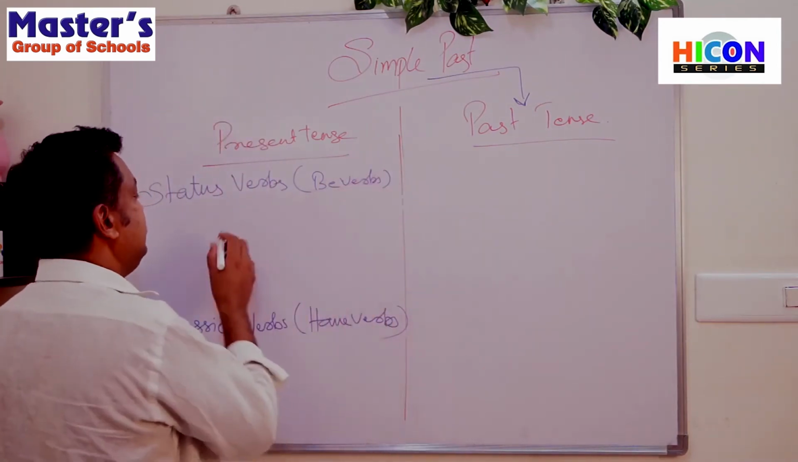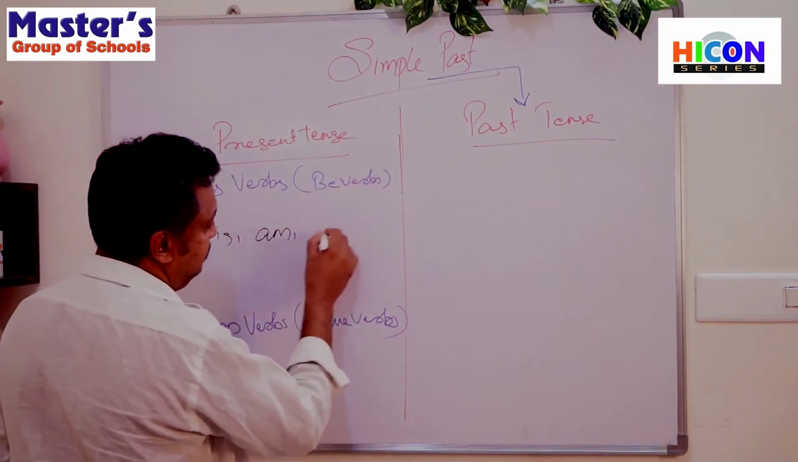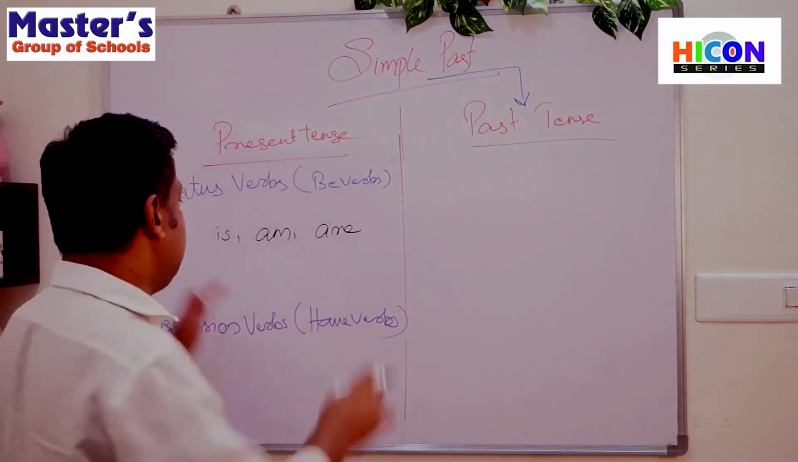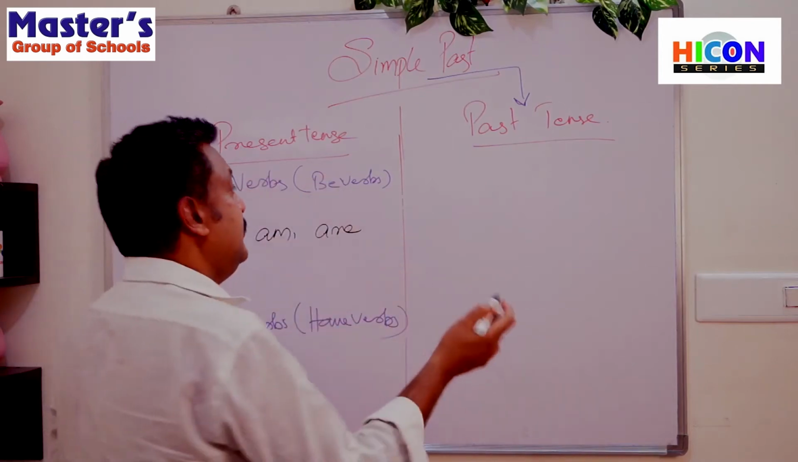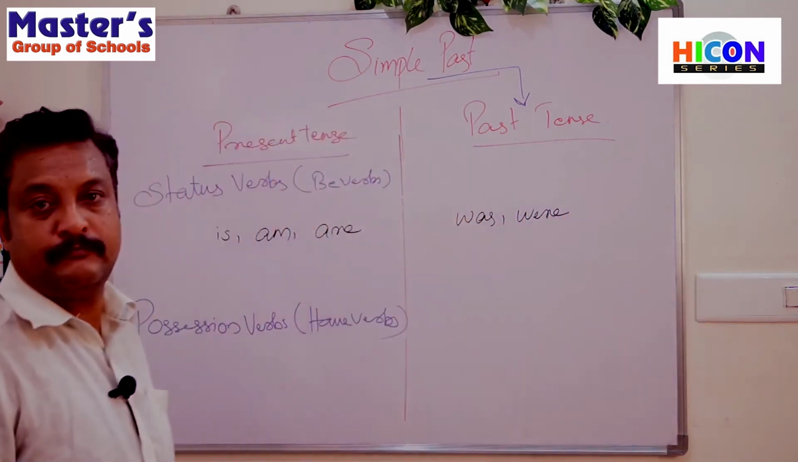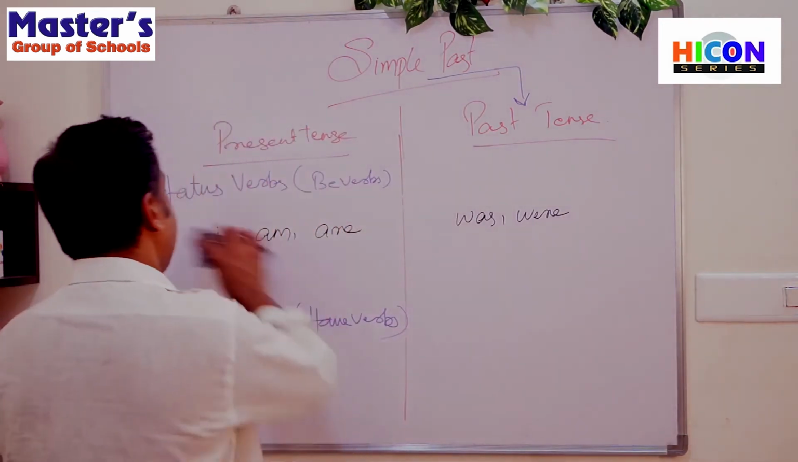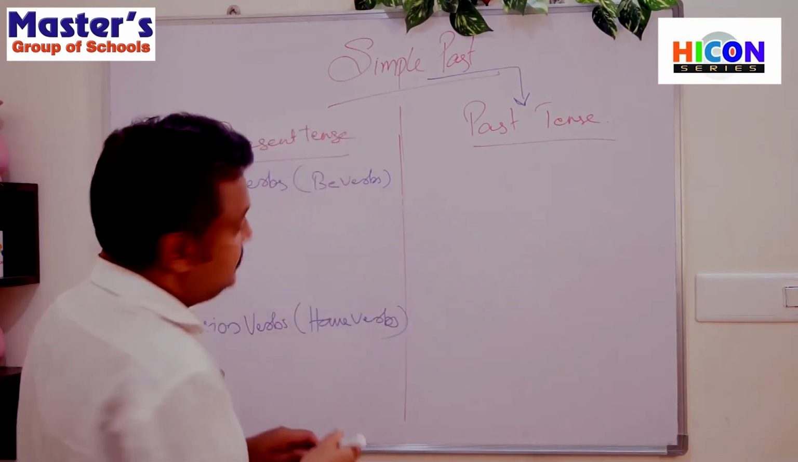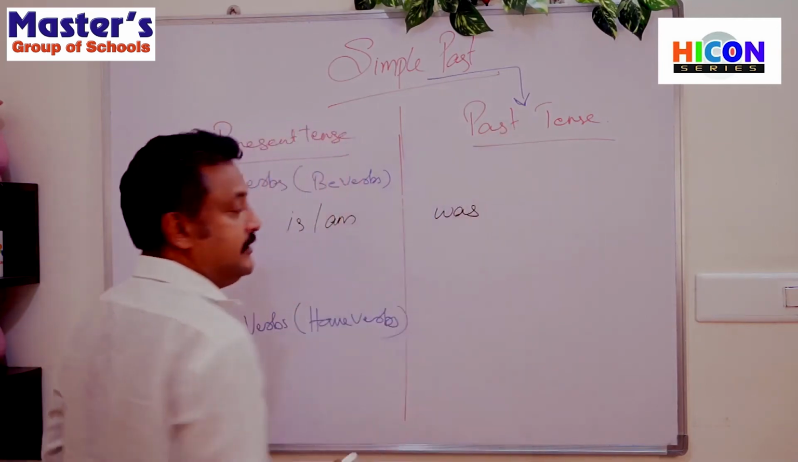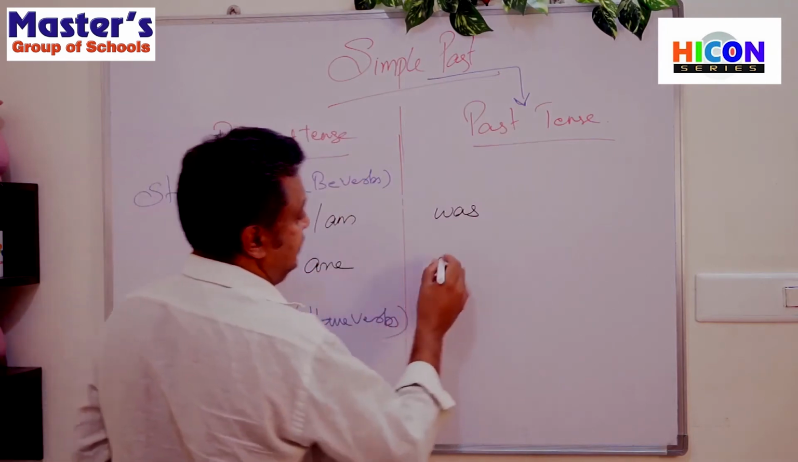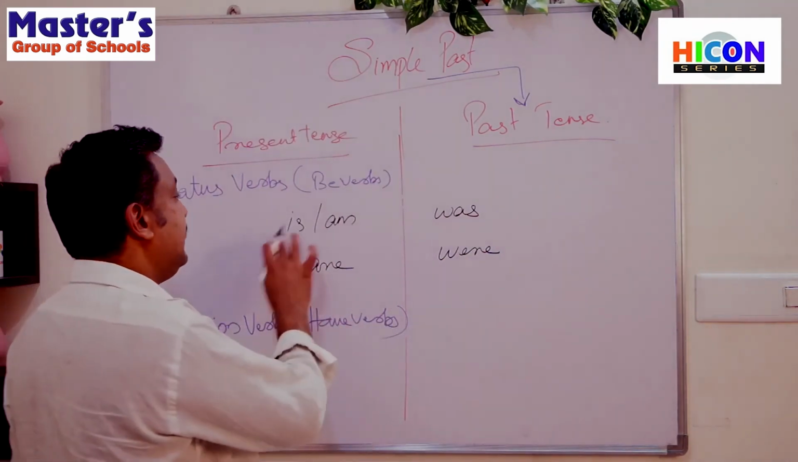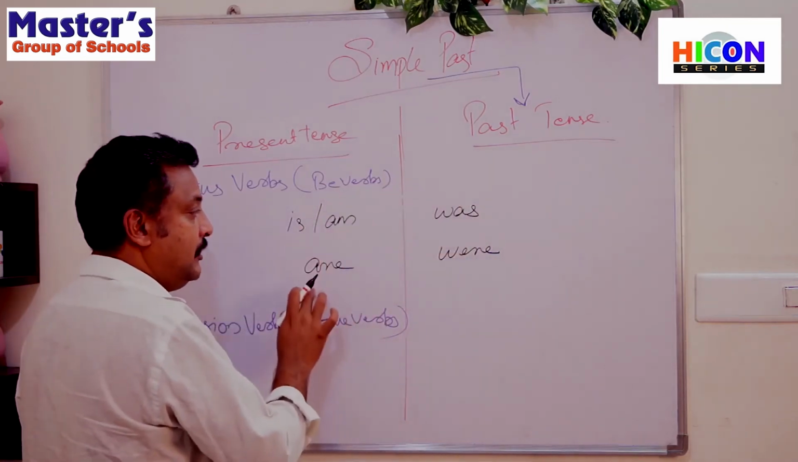For example, in present tense we had is, am, and are, isn't it? Okay, so in present tense we had is, am, and are. In past tense we have was and were. Okay, if I classify it still specifically, that is better. So we have is and am in present tense. For that we have was in past tense. We have are in present tense. We have were in past tense.